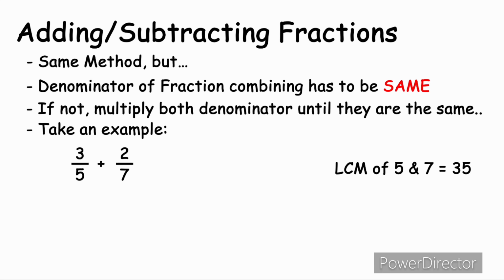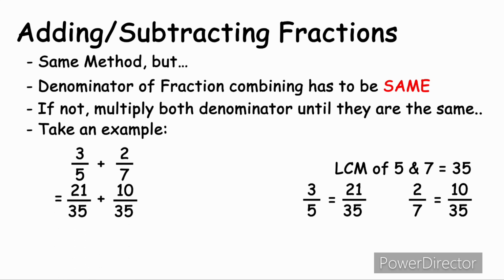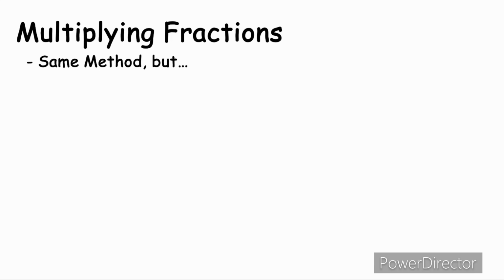Afterwards, we will multiply the denominator of the fraction until it becomes 35, where 3 over 5 will multiply by 7 to become 21 over 35, and 2 over 7 will multiply by 5 to become 10 over 35. Do remember to multiply the numerator with the same value, and we can move back to adding up, which will give us a 31 out of 35. Afterwards, on multiplying, we do the exact same thing to give us the answer.